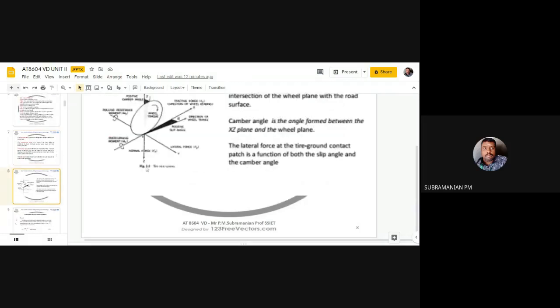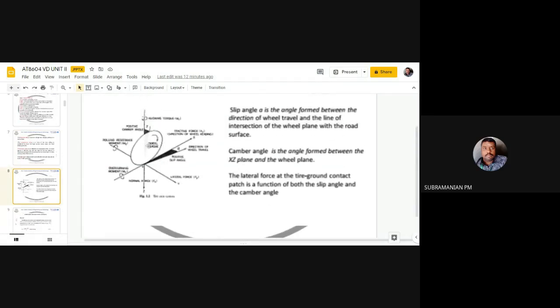And in this one you can see the clearest sketch. Instead of showing a tire, I'm showing a wheel plane. Let me project it again.